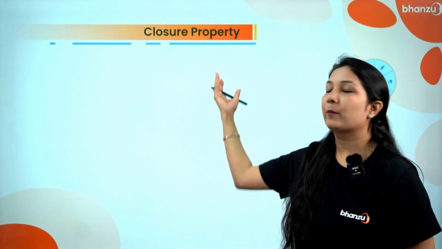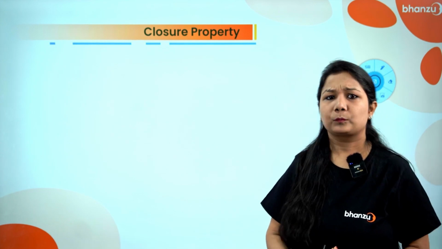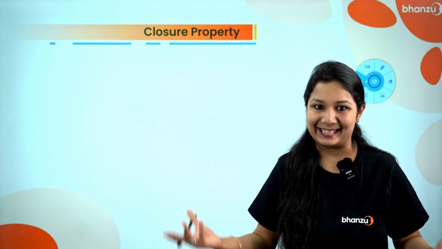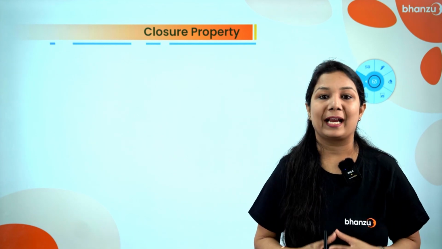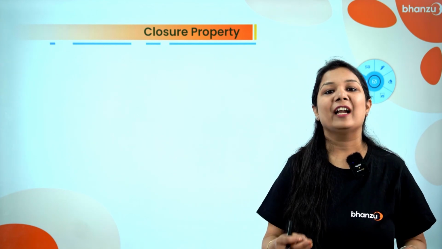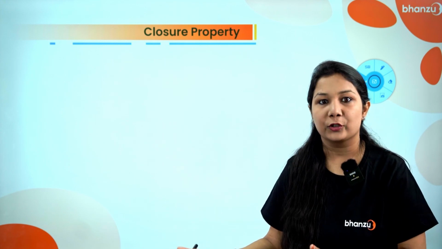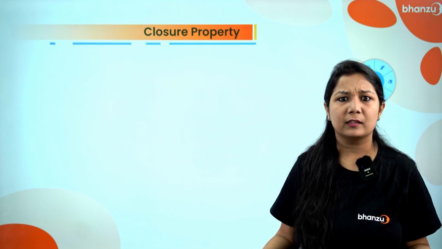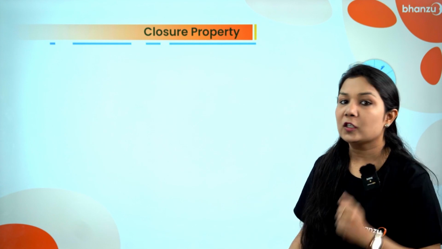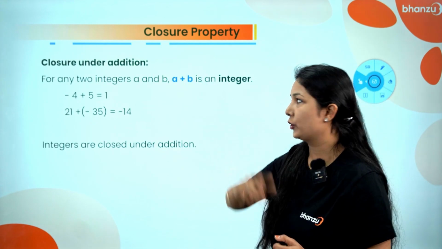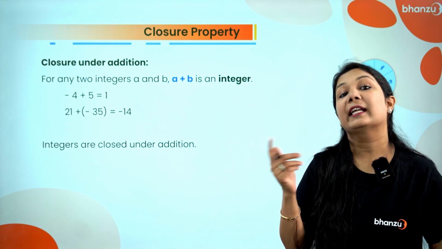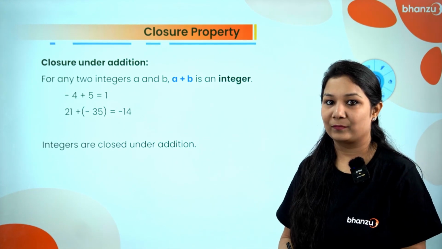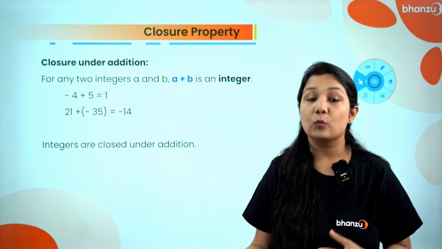So first of all, I'm going to talk about closure property. What does closure property state? Closure property states that if you add or subtract any two integers and we get an integer only, then we say it's true for that particular operation. So first of all, I'm going to check for addition. For any two integers a and b, if the sum is an integer, we say it's true.